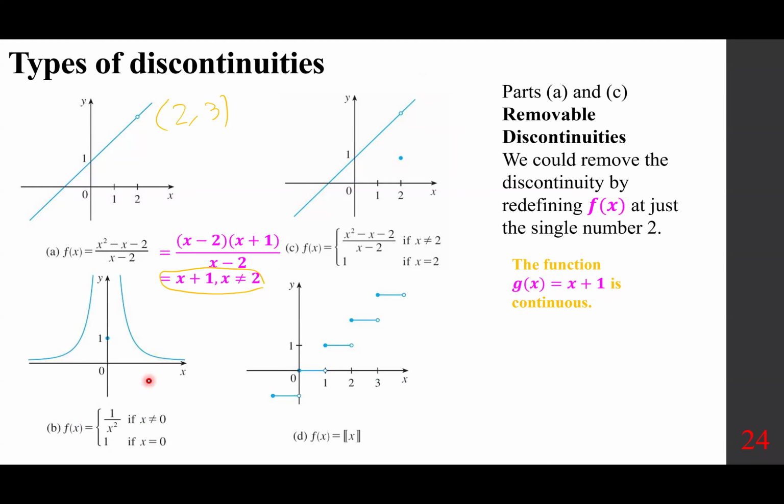However, if you look at this one, we have a vertical asymptote, and in this case, we have a jump. So part B, infinite discontinuity or vertical asymptote, there is no way to fix this. This one, jump discontinuities. There's no way to fix it. It jumps. So this is removable. The other ones are not.